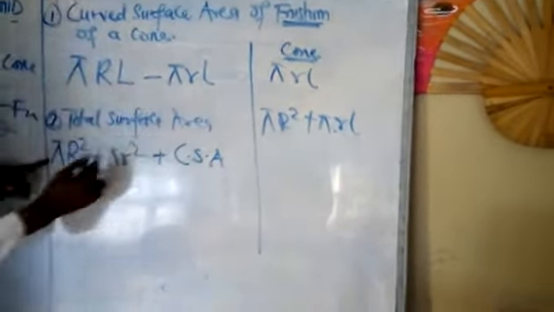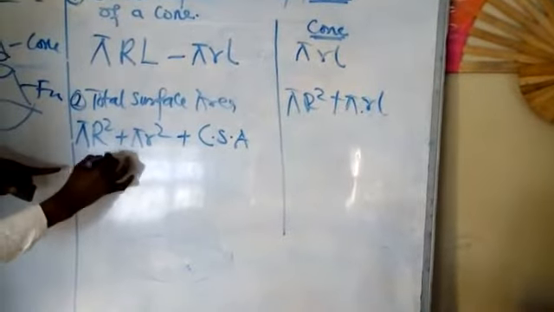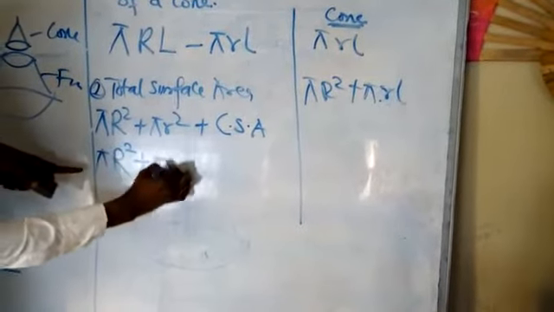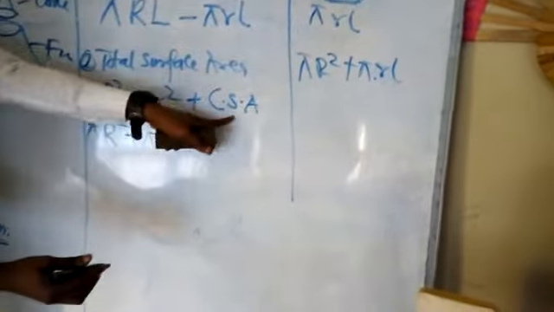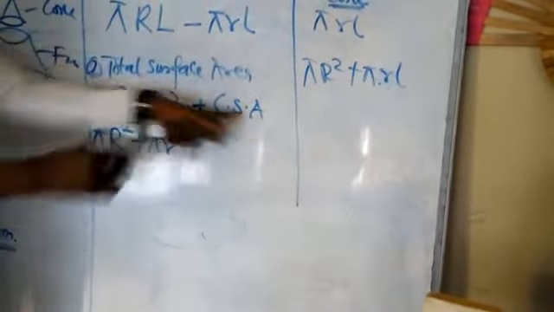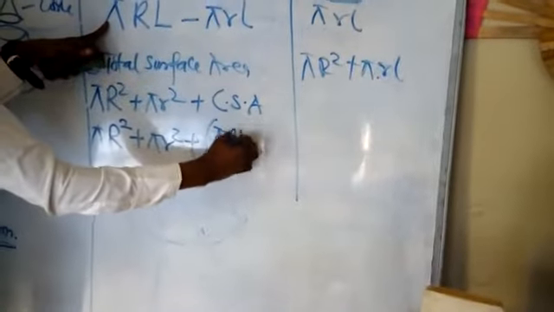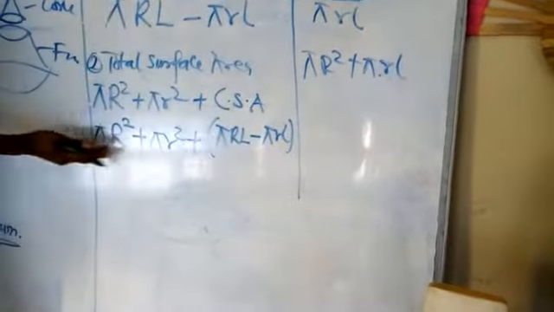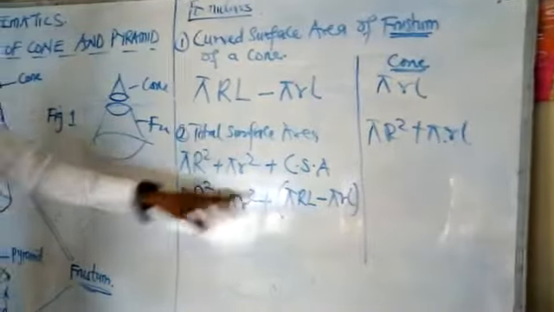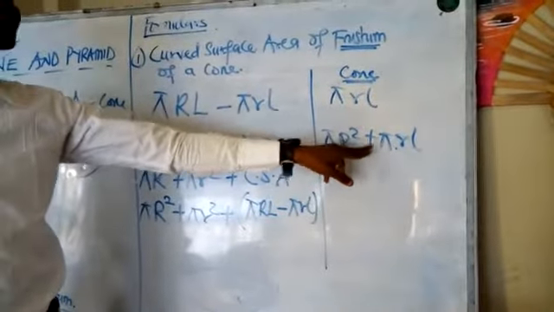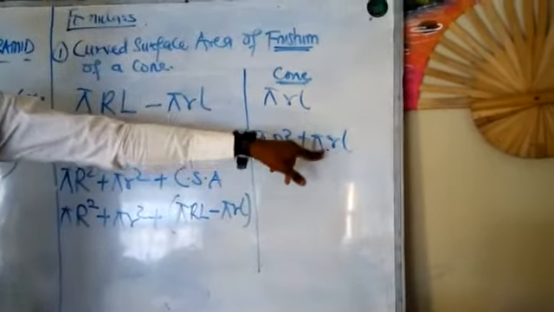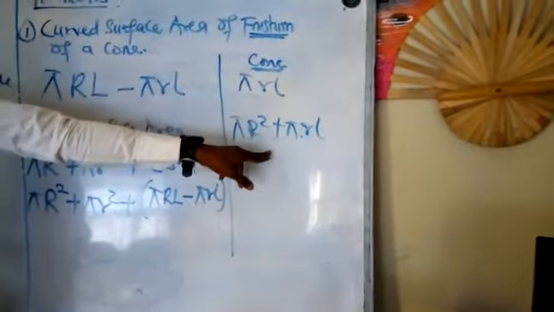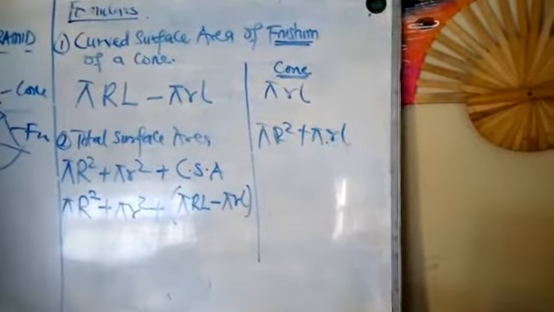Are you following, class? So it becomes πR² plus πr² plus the curved surface area of the frustum of the cone, which now becomes this. So you open the bracket, you can put it as πRL minus πrL. You can see now, this is the total formula for solving the total surface area of the frustum of the cone, while πr² plus πrL is the formula for calculating the total surface area of a cone. Are you getting it now? So this is how to solve.